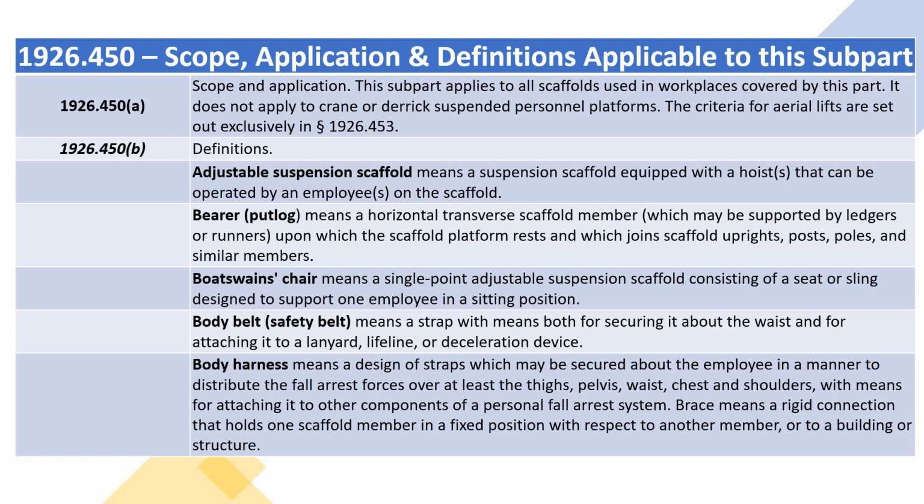1926.450(b), Definitions. Adjustable suspension scaffold means a suspension scaffold equipped with hoists that can be operated by an employee on the scaffold. Bearer, putlog, means a horizontal transverse scaffold member, which may be supported by ledgers or runners, upon which the scaffold platform rests and which joins scaffold uprights, posts, poles, and similar members.